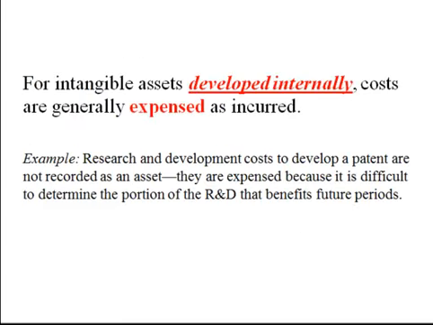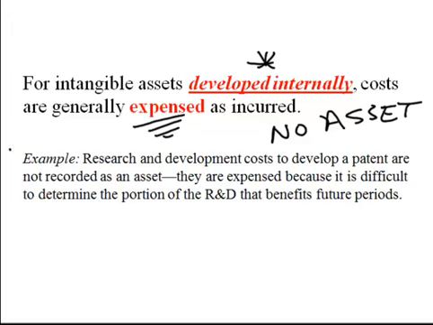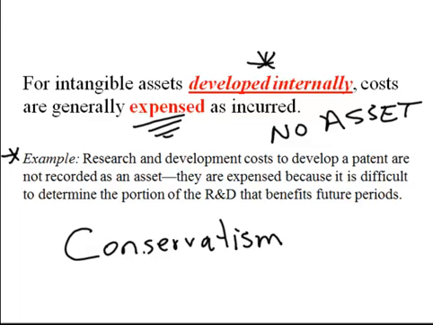With respect to any type of intangible asset, understand that those things which are developed internally are expensed as incurred. There is no asset. An example would be a pharmaceutical company's R&D. Research and development costs to develop a patent are not recorded as an asset. They are expensed because it is difficult to determine whether or what portion of the R&D will benefit future periods. This is accounting conservatism at work. In the case of the pharmaceutical company, we're not certain that we'll be successful in identifying a new drug that will be approved by the FDA and available for sale to the public.